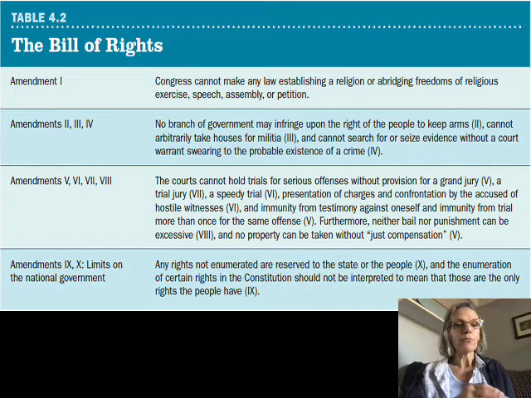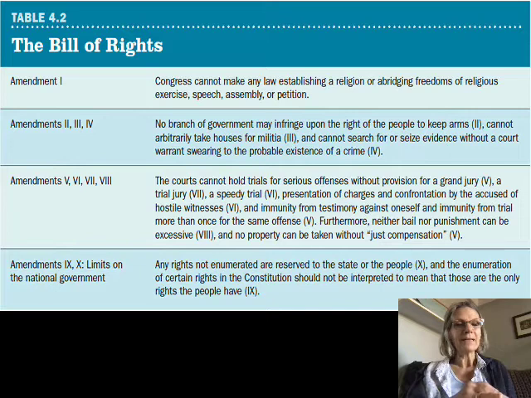The next group, Amendments 5th through 8th, all have to do with the rights of the criminally accused. Once you've been accused of a crime, a whole bunch of rights get triggered. So you have a right to a jury trial, a right to a speedy trial, a right to remain silent, you can't be forced to testify against yourself, and if you are found guilty, you can't be punished in a cruel or unusual manner.